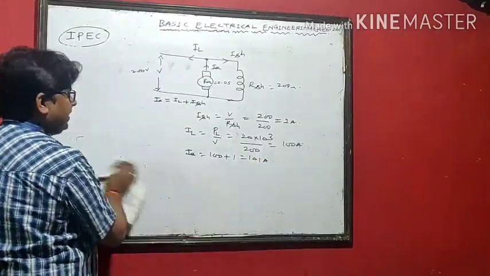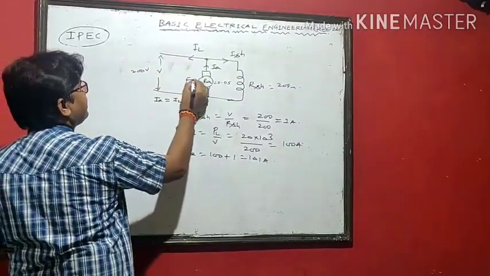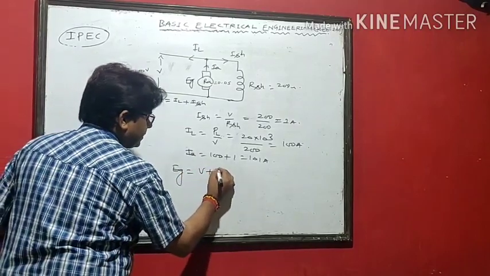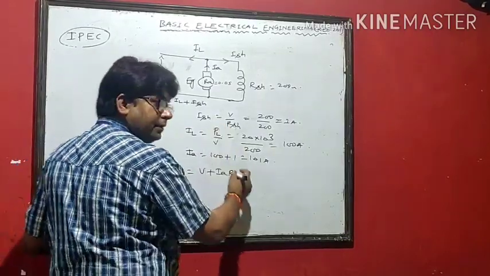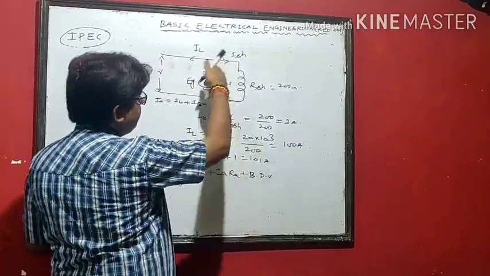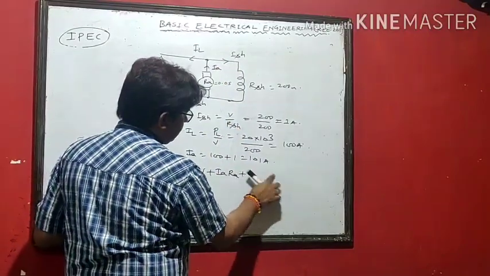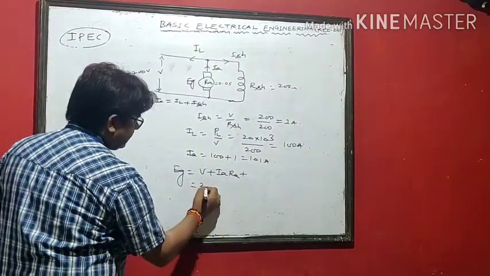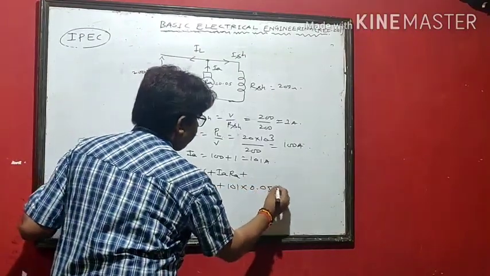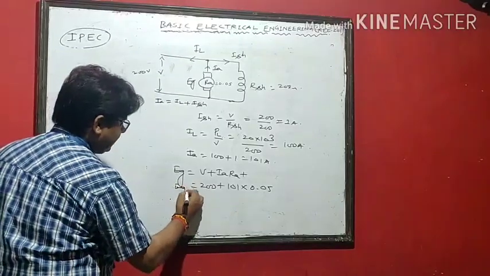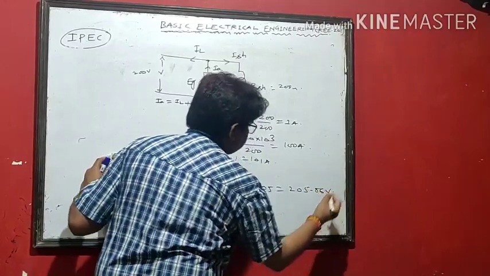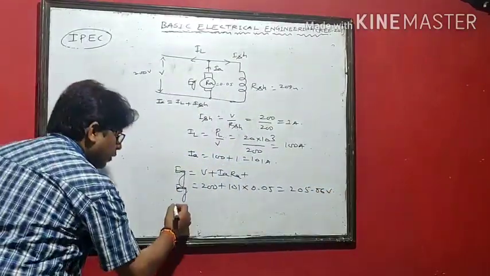And what is the value of EG? From this equation, here is the EMF EG. EG equal to V plus IARA plus brush drop voltage. Here brush drop voltage is not given, so this can be 0. That is 200 plus 101 into RA, that is 0.05. The EMF EG equal to 205.06 volt.